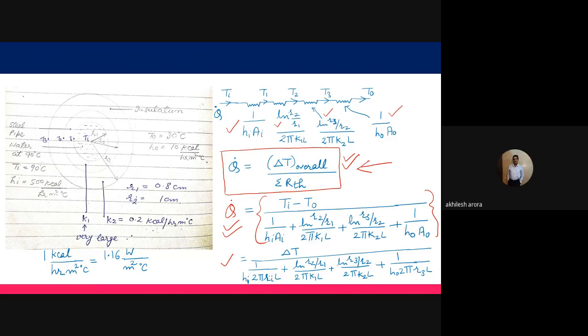Having calculated the value of Q dot, I can calculate the values of heat loss per unit length. One more important thing that I would like to tell here is the conversion from 1 kilocalorie per hour meter square degree Celsius to watt per meter square degree Celsius. If it is 1 kilocalorie, then it would be equivalent to 1.16 watt per meter square degree Celsius.